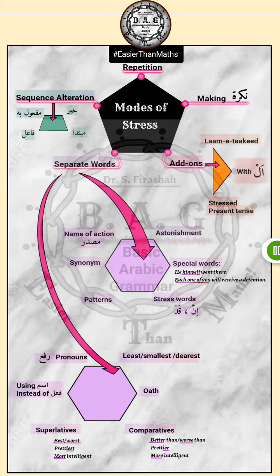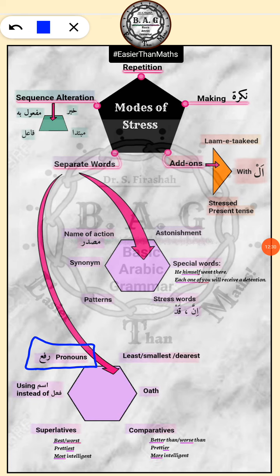Next, you've got the second hexagon, and it says rafa pronouns. So far we used pronouns in the manner that they are used in a regular manner, okay? So we use them in a regular manner. But now we are going to see how these rafa pronouns can be used to produce stress.